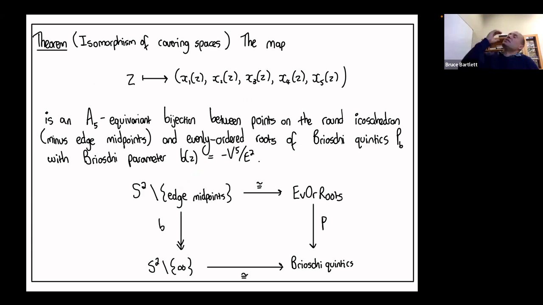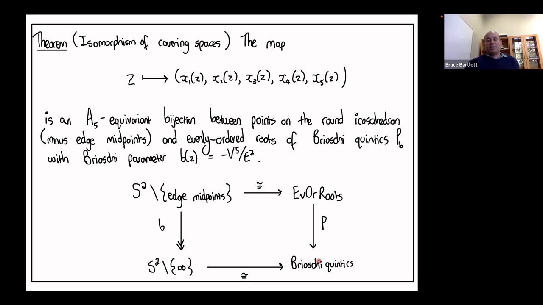So here's a nice structural way to state what I've just said. We can state the whole thing as an isomorphism of branch covering spaces. So formally, the map which sends Z to the evaluation of the 5 octahedral functions, considered as an ordered 5-tuple of complex numbers, is an A5 equivariant bijection between points on the round icosahedron minus the edge midpoints and evenly ordered roots of brioche quintics with brioche parameter given by minus v5 over e squared. So we've got this isomorphism of branch covering spaces.